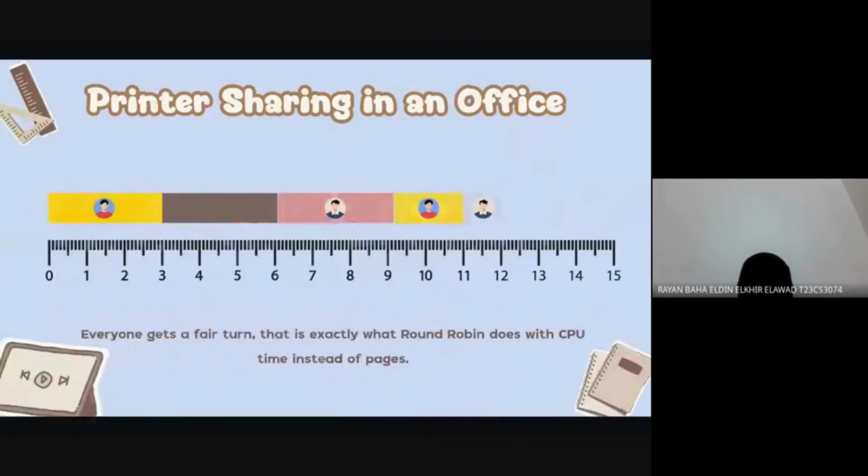The same situation, but in the round robin algorithm. Round robin will choose the processes one by one based on a fixed amount of time, which is called the quantum time. In this situation, the quantum time is equal to 3. So it will start with process 1 and print 3 pages out of 5 pages, so the remaining is 2 pages. Then it will move to process 2 and print 3 pages, so process 2 is already done. After that, it will move to process 3 and print 3 pages out of 4, so the remaining is 1 page.